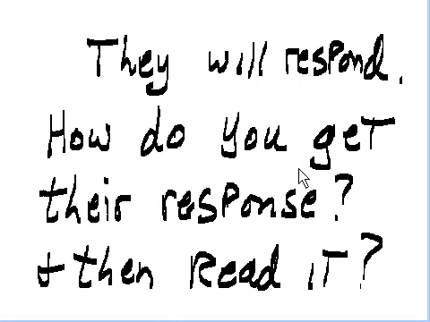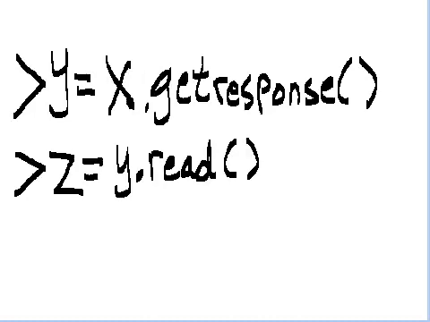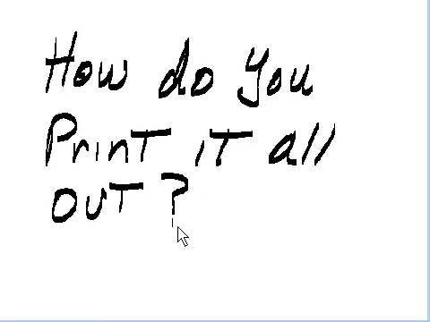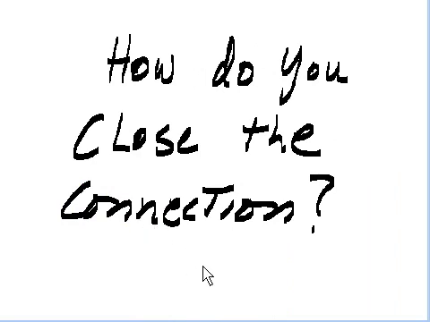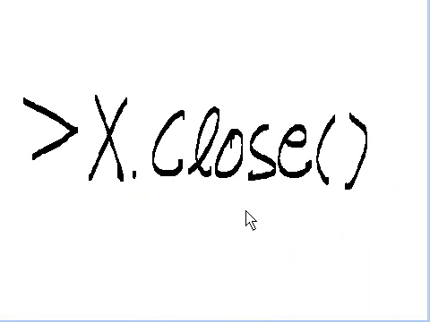They will respond. How do you get their response? And then read it. x.getresponse, assign that to y. y.read, assign that to z. How do you print it all out? Print z, and you get this, a mess. How do you close the connection? x.close.